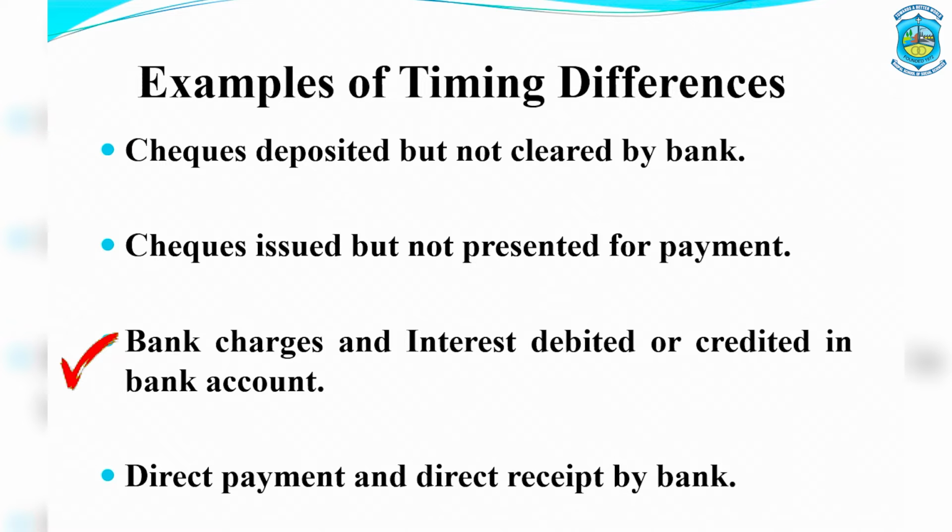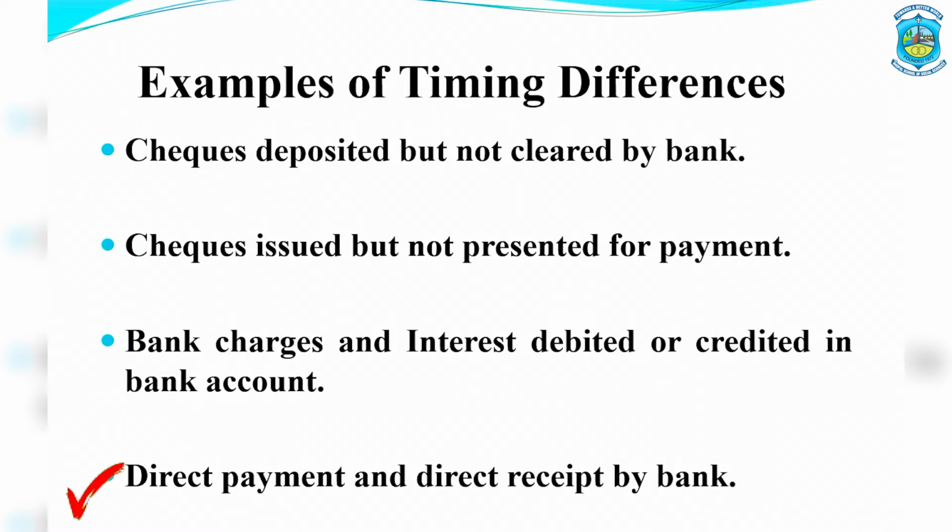Next point is bank charges and interest debited or credited in the bank account. Sometimes the bank directly credits or debits the amount of interest and bank charges to our account, but this information may be sent after some time. Therefore, this is also one of the most important reasons for differences between the balances of cash book and passbook.